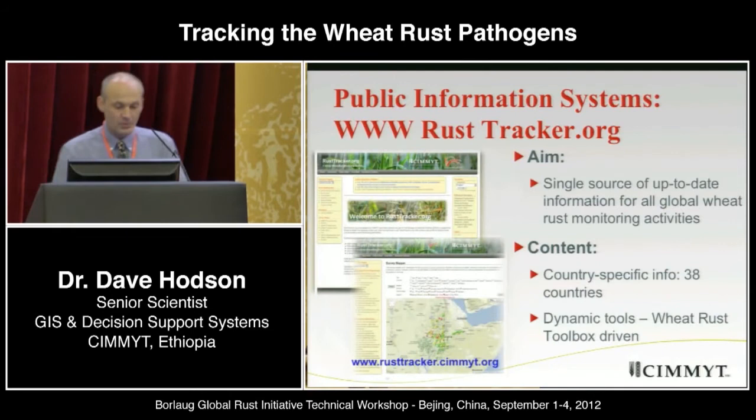We've also worked on the public information systems. So we've just launched something we call Rust Tracker. This is a web portal that aims to be a single source of up-to-date information for all the global wheat rust monitoring activities. So if you want to know what's going on, the idea is you'd come here and you should be able to get the most up-to-date recent information. The content for that, we've put together a series of country-specific pages. So we're covering about 38 countries, and that will increase over time, and the content will also increase.